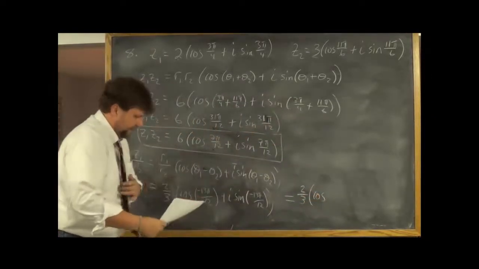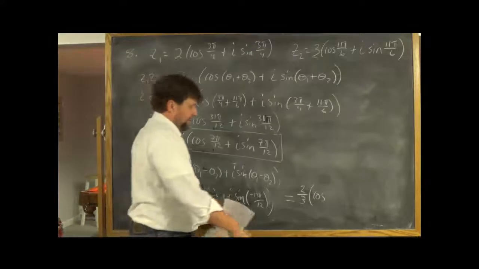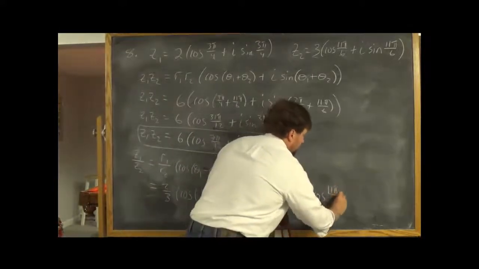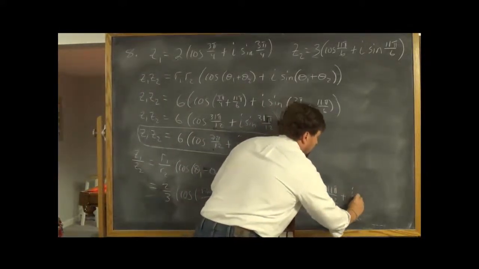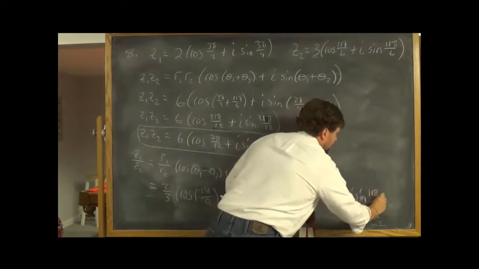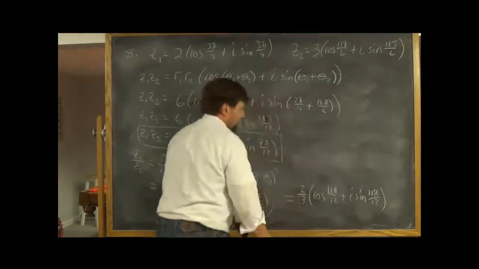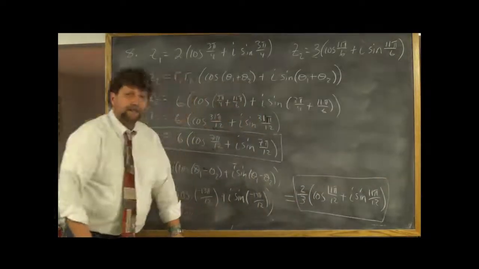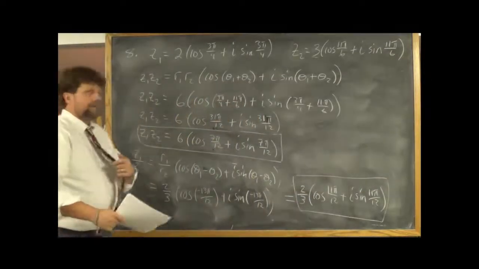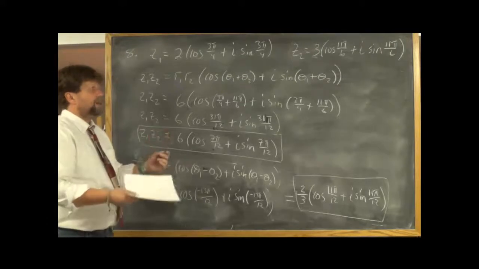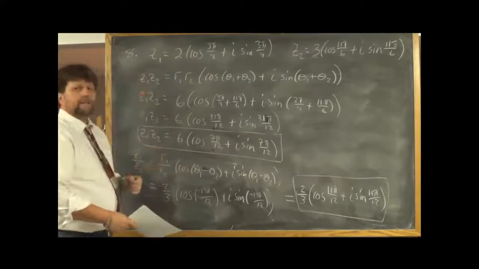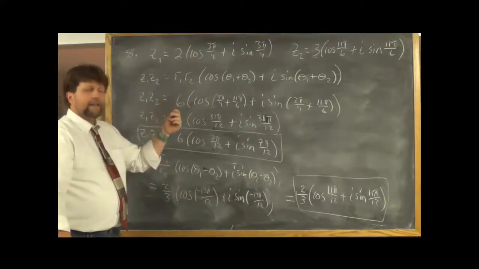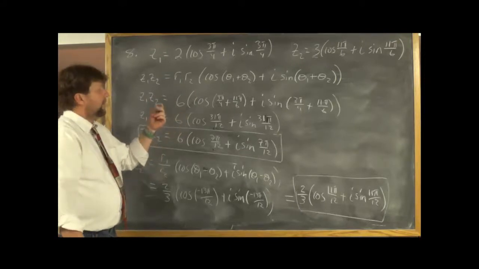If I add 2 pi to this, I should get 11 pi over 12 plus i times sine 11 pi over 12. So that's what you should have for Z1 divided by Z2. I always thought these problems were very straightforward, to multiply and divide two complex numbers that were written in polar form. I thought it was very friendly.